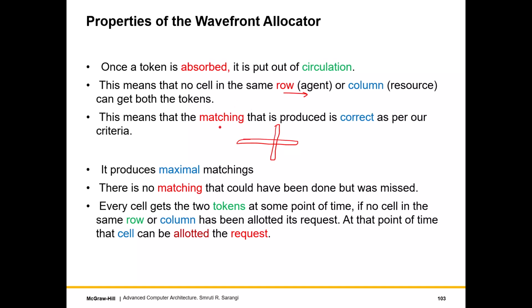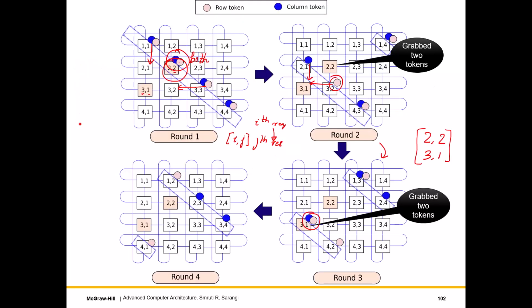So this means that the matching that is produced is at least correct, which basically means that a request is mapped to at most a single resource and a resource is mapped to at most a single request. At least this is visible from our token logic, because we remove them out of circulation, the row and column get blocked, and as a result it is not possible for any other cell in the same row to get 2 tokens because the row token is gone, or any other cell in the same column to get 2 tokens because the column token is gone.